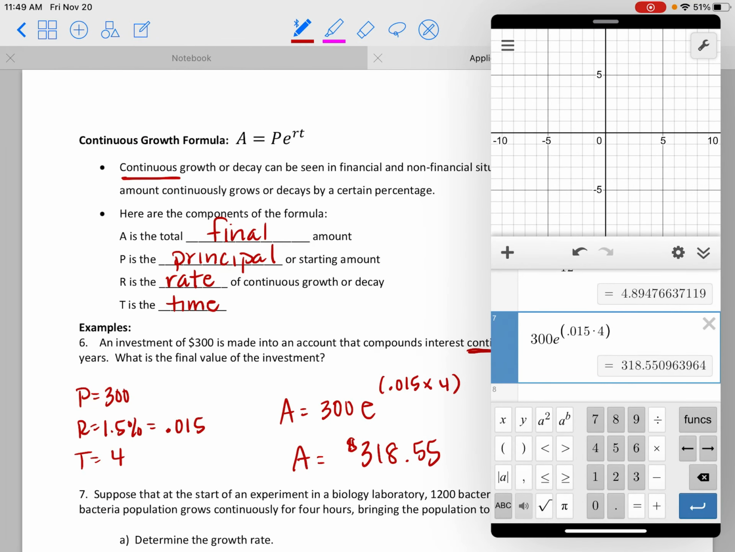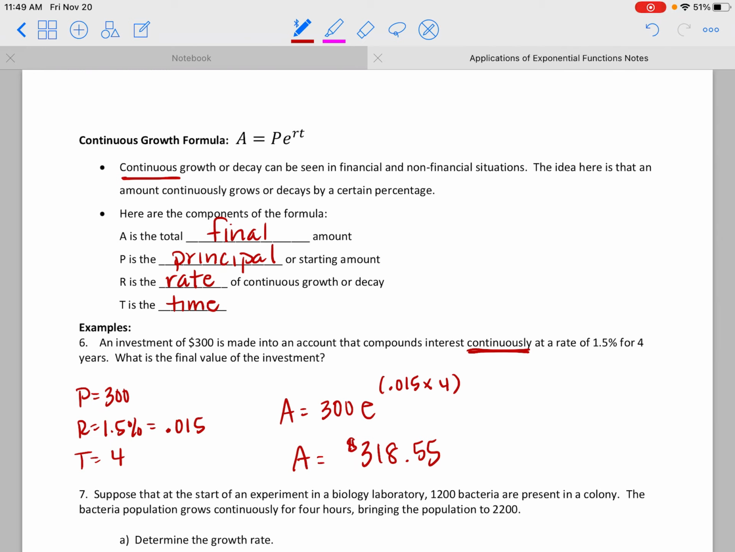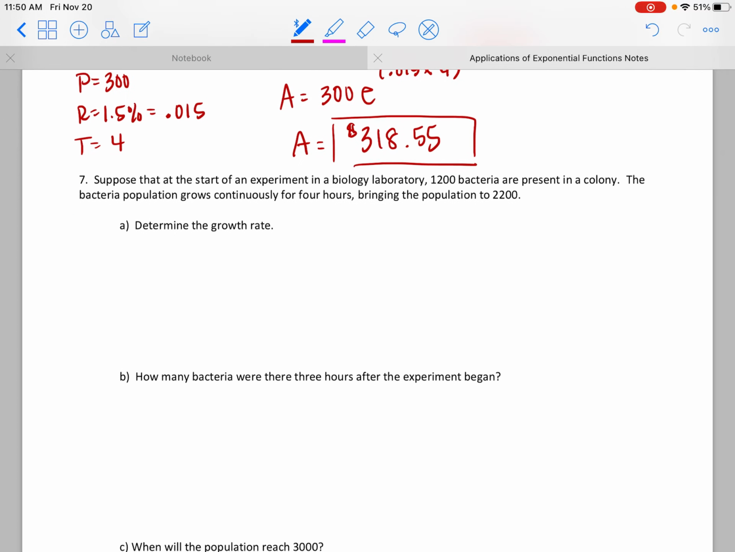So in this account, with the continuously compounded interest, you've earned $18.55 in interest over 4 years. Not as significant as some of the others that we saw, but you're still earning money, which is always a good thing. All right, now let's look at another one where we're going to use the same formula.